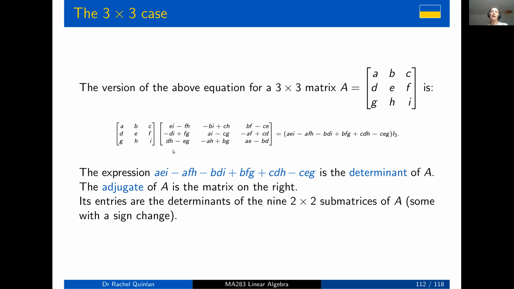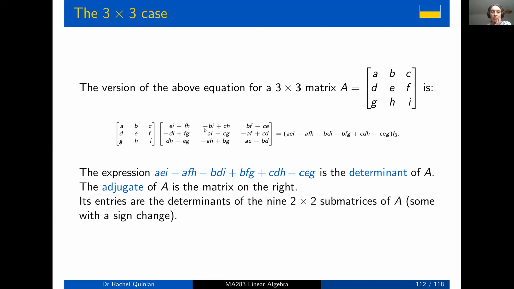And if we look at what the actual entries are of this thing, we might observe that each of the 9 entries of the adjugate of A looks like a 2x2 determinant. It's the product of 2 things minus the product of another 2 things. And if we look at what the entries actually are in each of these expressions, the first one in the top left, EI minus FH, that's the determinant of the 2x2 submatrix that's in the lower right corner of A.